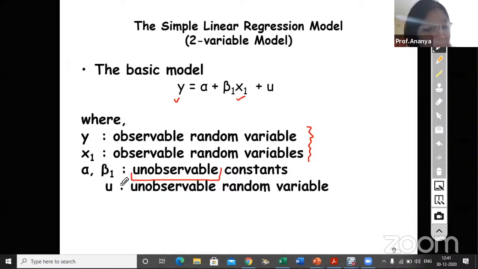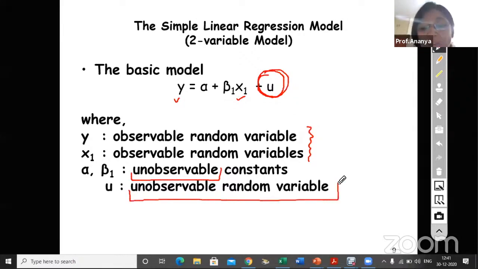Now, as you can see, there is this other term here which is telling you that, look, the relation between y and x is not a perfect relation. Even when I fix x, y is actually alpha plus beta x1 plus u. What is u? U is actually at the bottom of everything. U is an unobservable random variable.